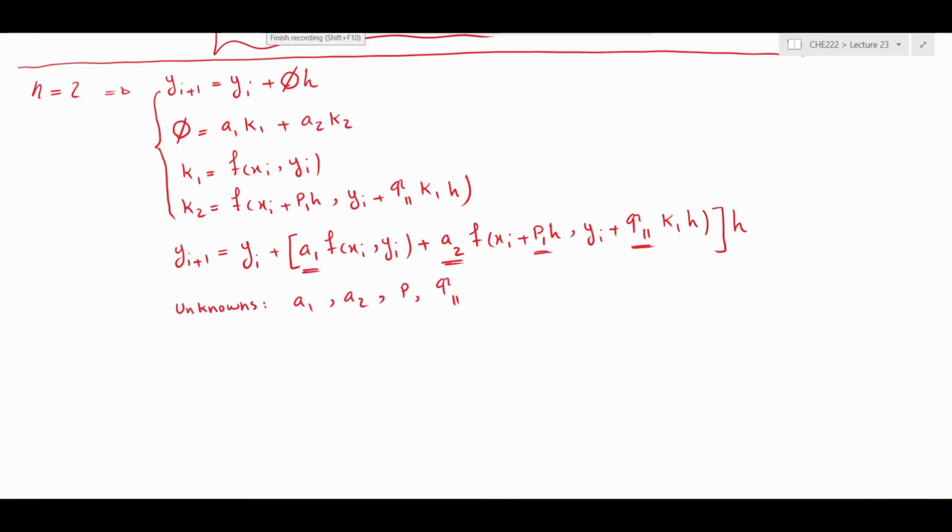Now compared to derivation of the first order Runge-Kutta method, there is one more step in here, and that's the expansion of this term using Taylor series. But before I start the expansion, I'll have to give you a refresher on Taylor series expansion for a function of two variables.